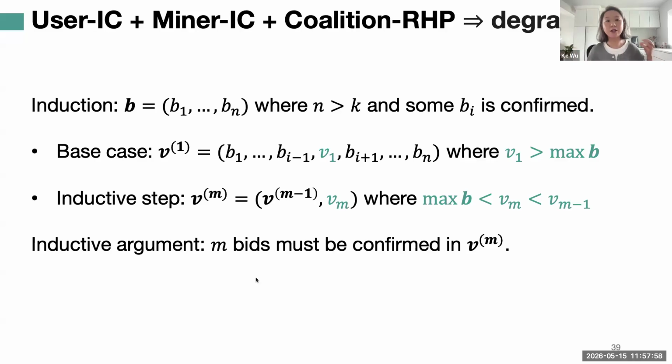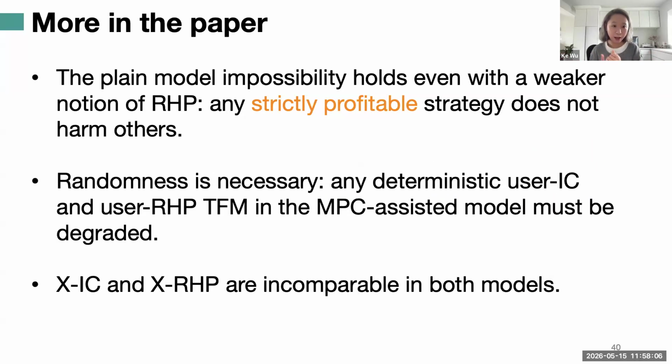So this is the idea, and we do see that the important power of the attack here is the censorship power of the miner. In the paper, we prove this impossibility with an even weaker notion of rational harm proofness. Even if we replace coalition rational harm proofness with the notion that any strictly profitable strategy does not harm others, the same impossibility still holds. Also, the mechanism I showed you, the MPC-assisted random posted price with random selection, involves randomness, and we prove that randomness is also necessary in the MPC-assisted model. Otherwise, the transaction fee mechanism must be degraded. We also show that incentive compatibility and rational harm proofness are incomparable in both models. Neither implies the other.